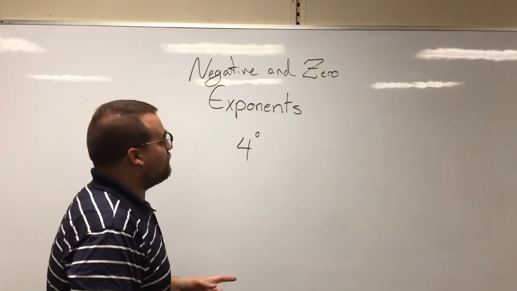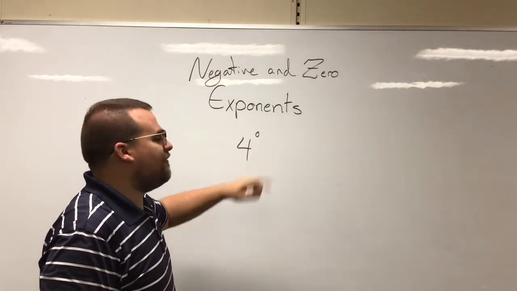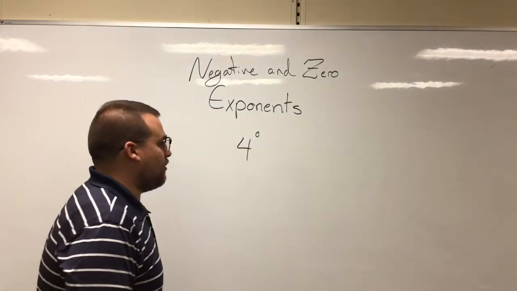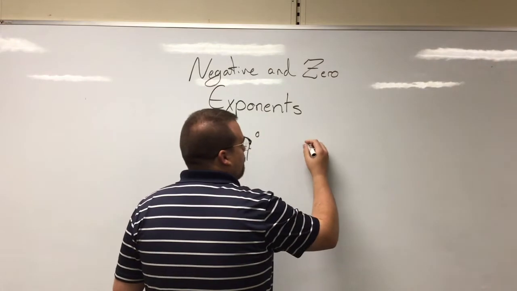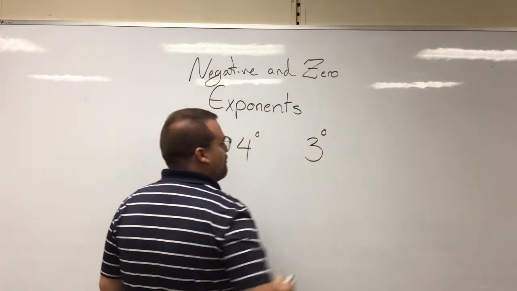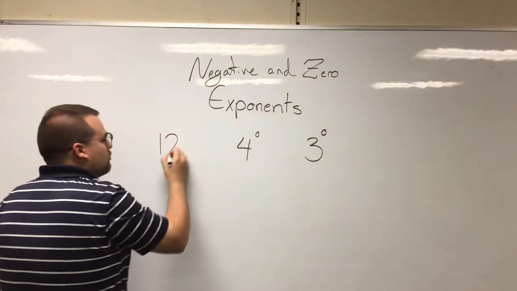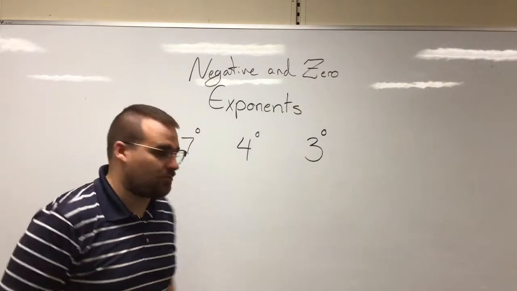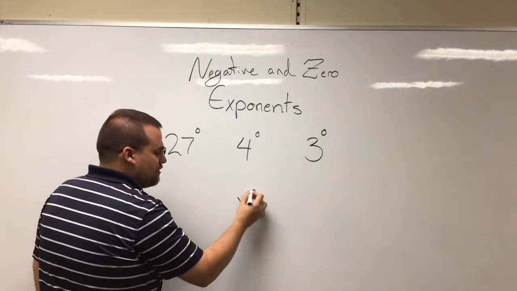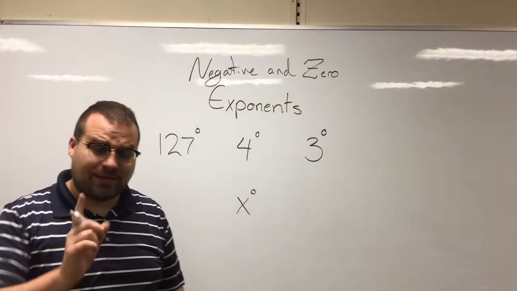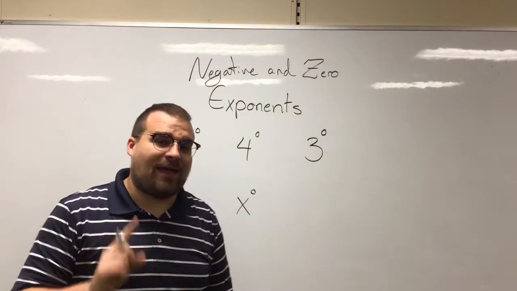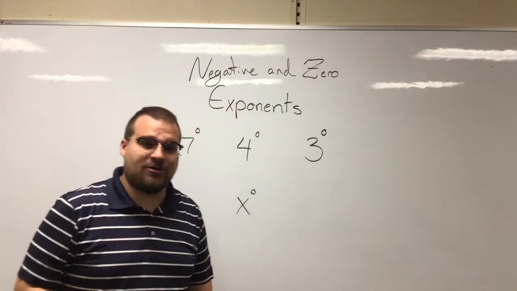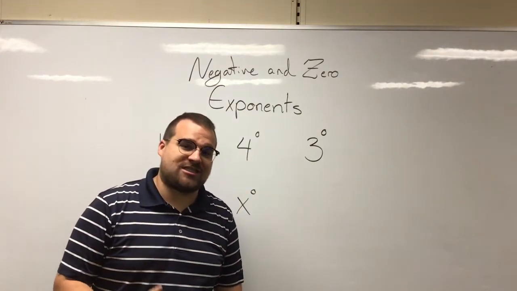But it is possible to have an exponent of 0, just like that. 4 to the 0 power, or maybe 3 to the 0 power, or 127 to the 0 power. Anything can be written to the 0 power, even x to the 0 power. Now here's what might surprise you. Every one of these, all 4, even though they look completely different, are all equal to the same thing.